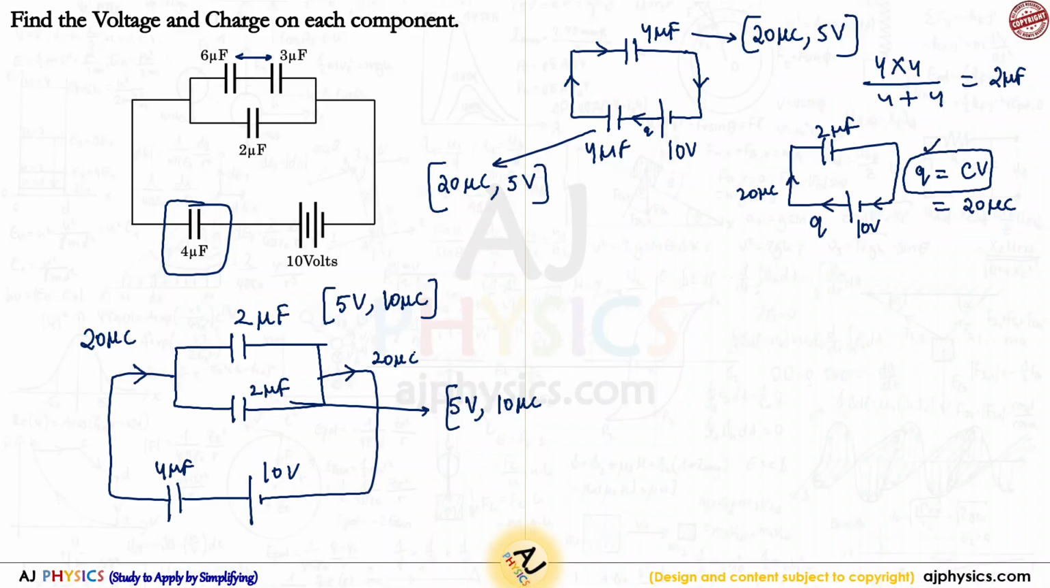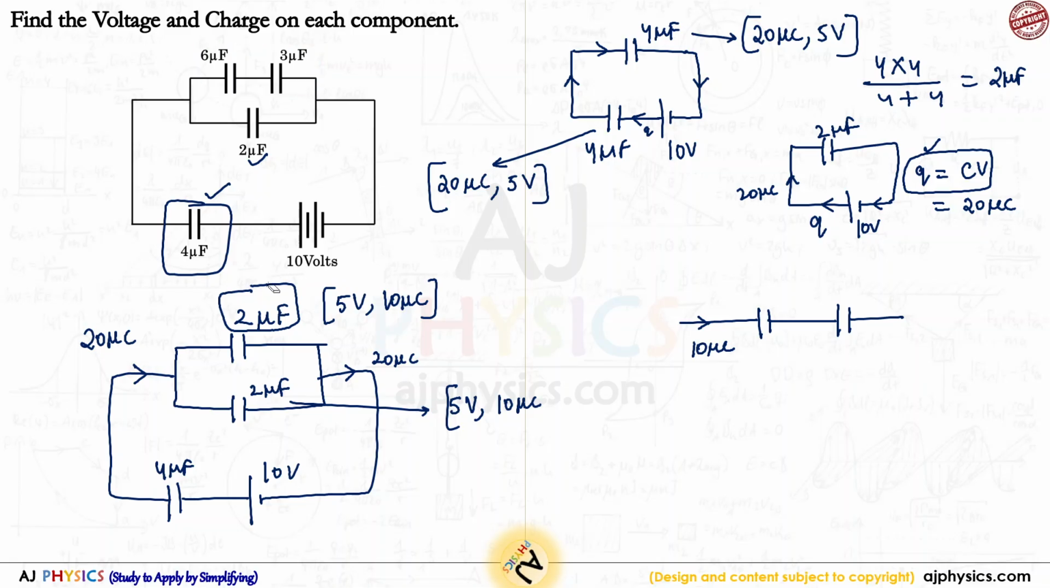Then if you go to the previous circuit here, because this is solved, this is solved, the only circuit left is 6 and 3. We need to get the 6 and 3 answers as well. So the charge passing through 6 and 3 is 10 microcoulombs, because this 2 microfarad was the equivalent of 6 and 3.